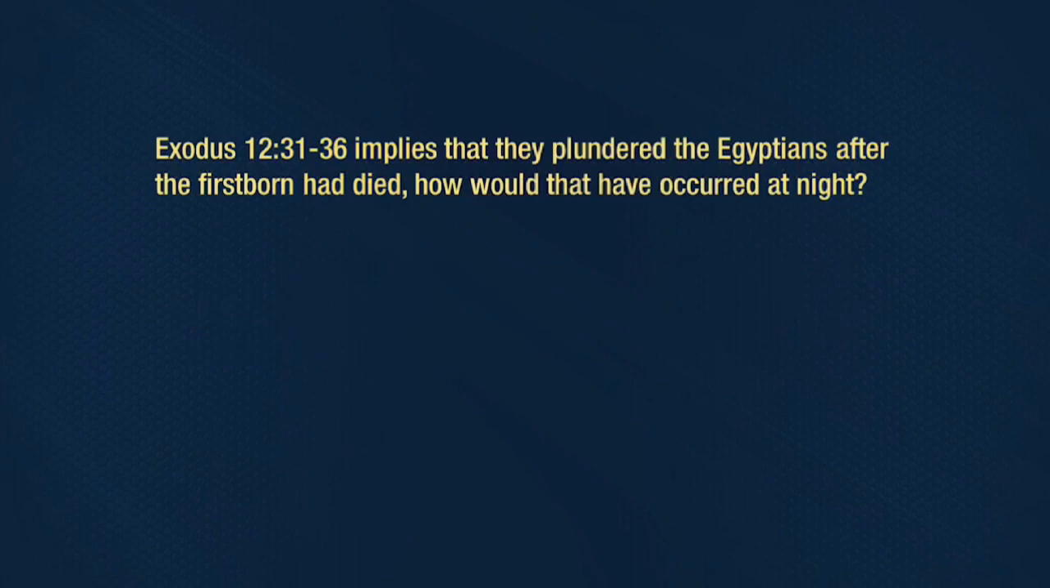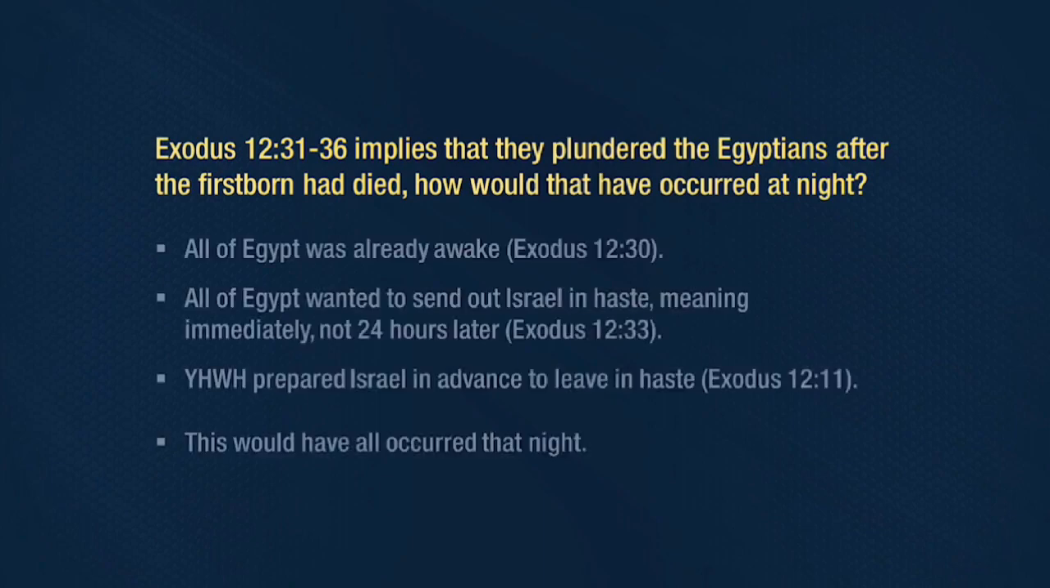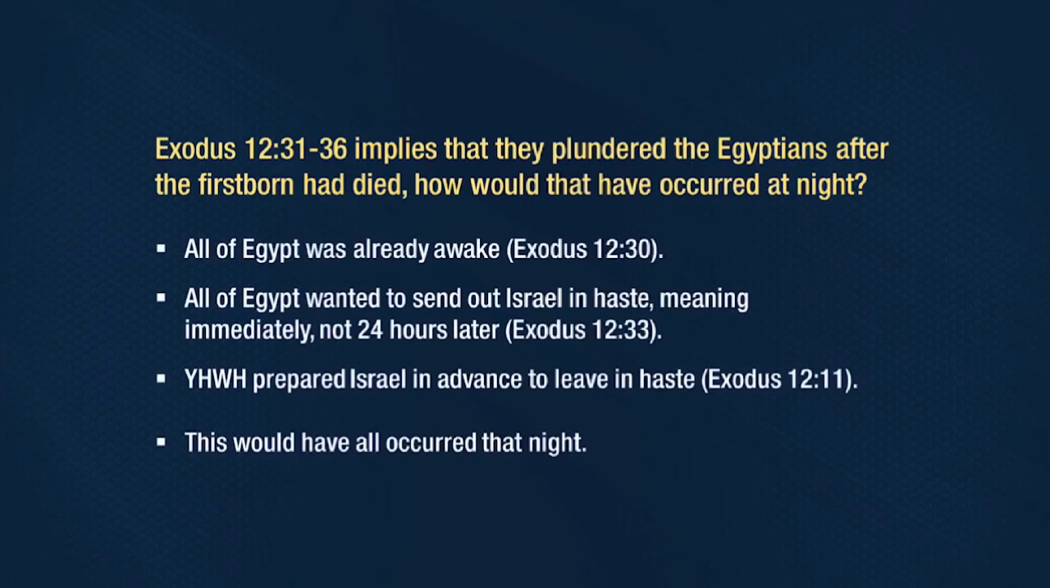Exodus 12, verses 31 through 36, implies that they plundered the Egyptians after the firstborn had died. How would that have occurred that night? All of Egypt was already awake. All of Egypt wanted to send out Israel in haste, meaning immediately. Get out of here, not 24 hours later. Yahweh prepared Israel in advance to leave in haste. This would have all occurred that night.